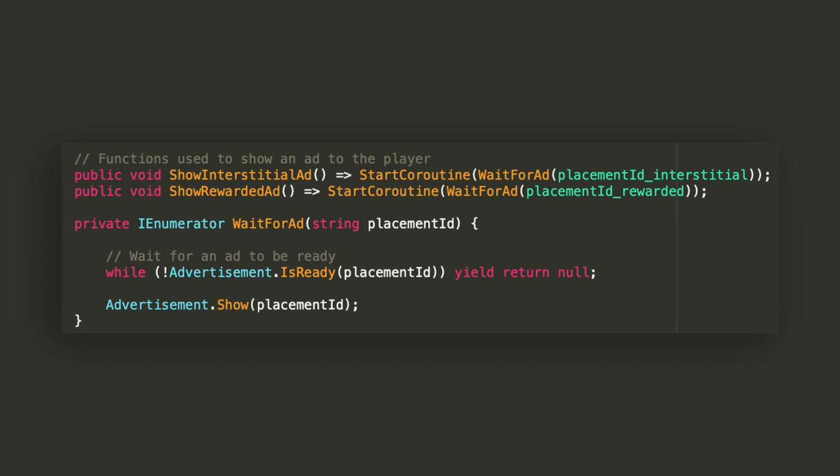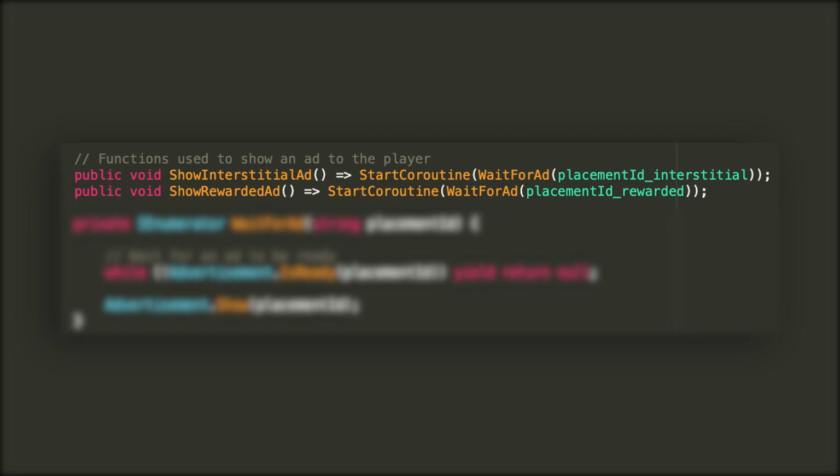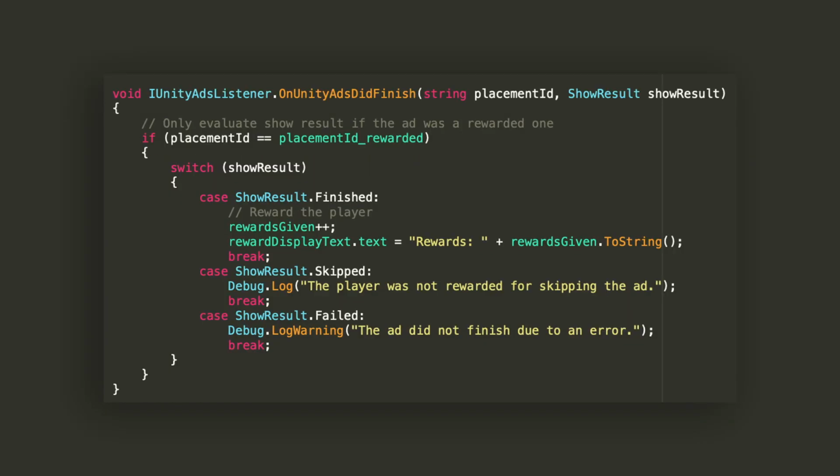Now, we're gonna need an IEnumerator coroutine that is gonna wait for an ad to be ready and then show it to the player. The string placement ID argument that we're passing to the function is just to tell the system what kind of ad we want to see. And we're gonna call this coroutine from the StartCoroutine method in both the ShowInterstitialAd and ShowRewardedAd function, passing the respective placement ID. Now, it's time to implement the functions defined in the IUnityAdsListener interface.